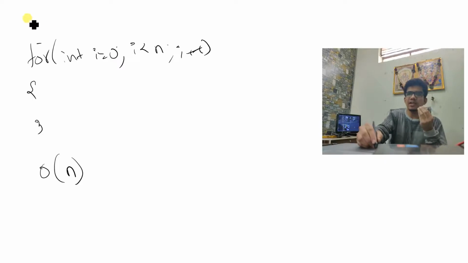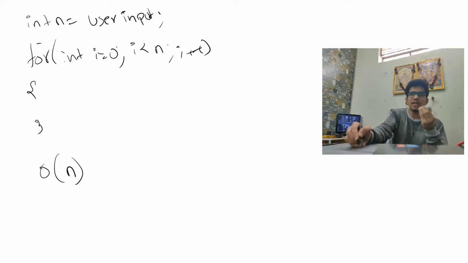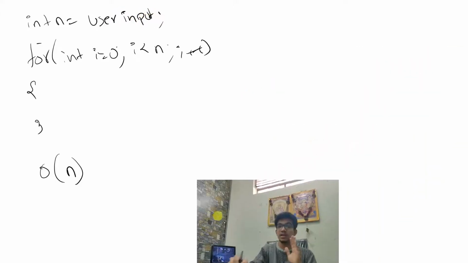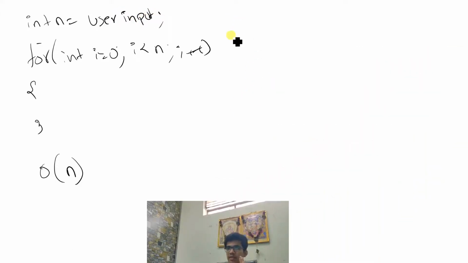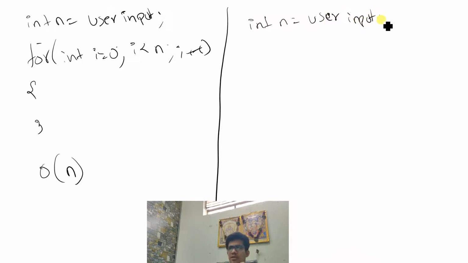Imagine I have taken input from the user, int n is equal to the user's input. I have written it like this. Now let me write one more column here, where yes, I am taking input from the user. Int n is equal to the user's input I will take. I have taken the user's input.